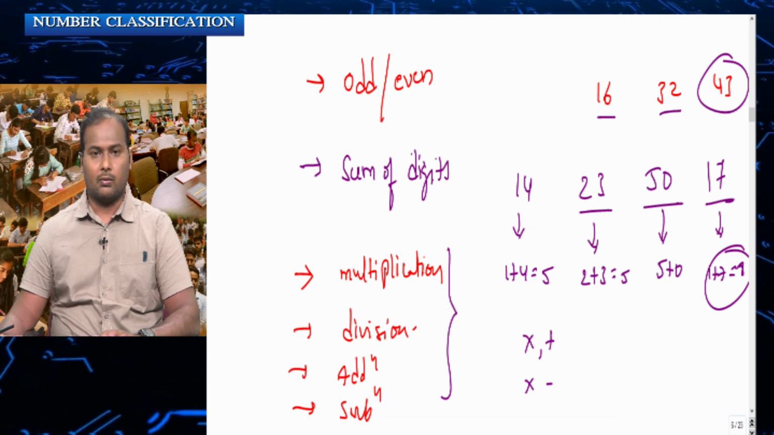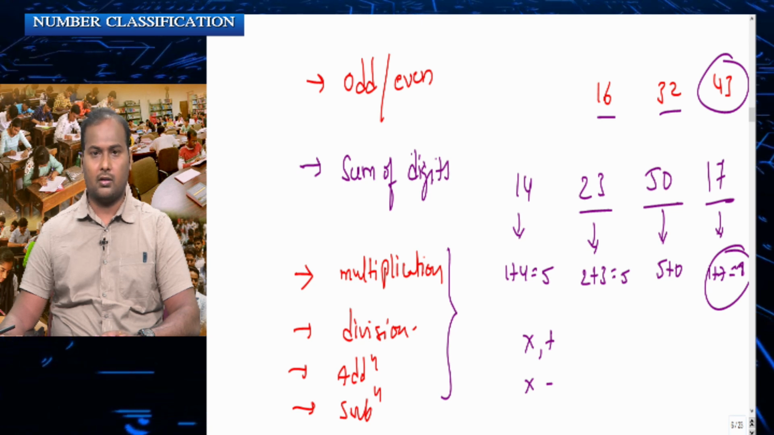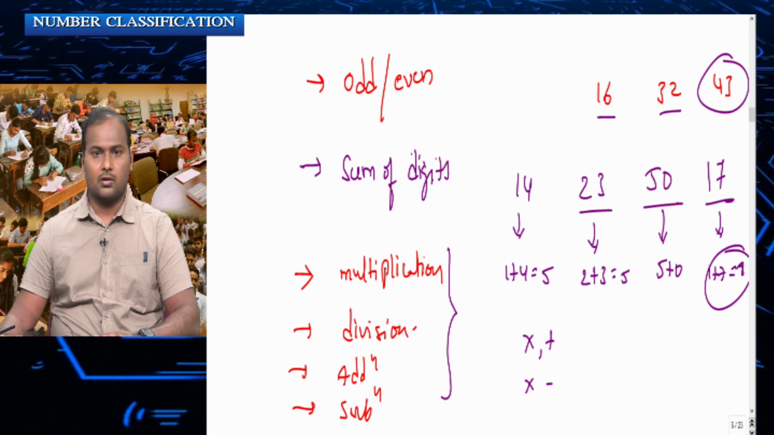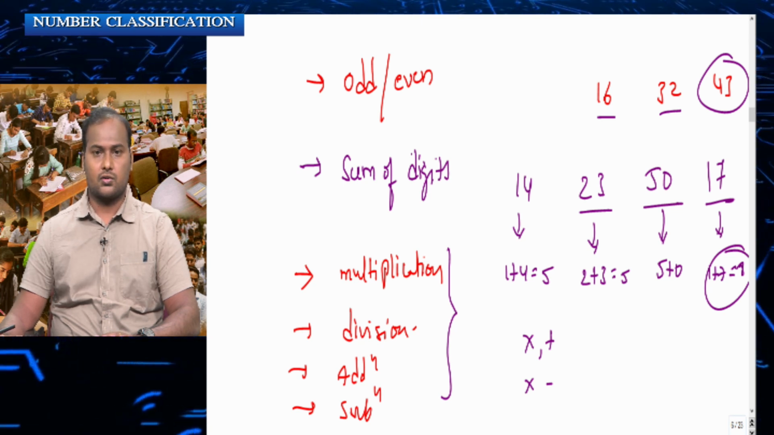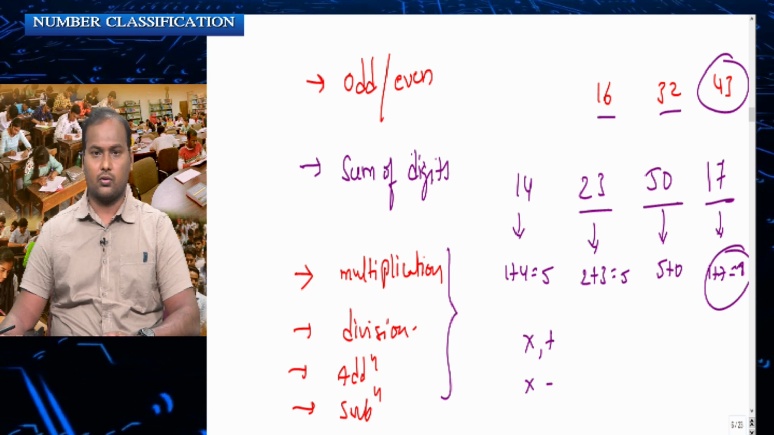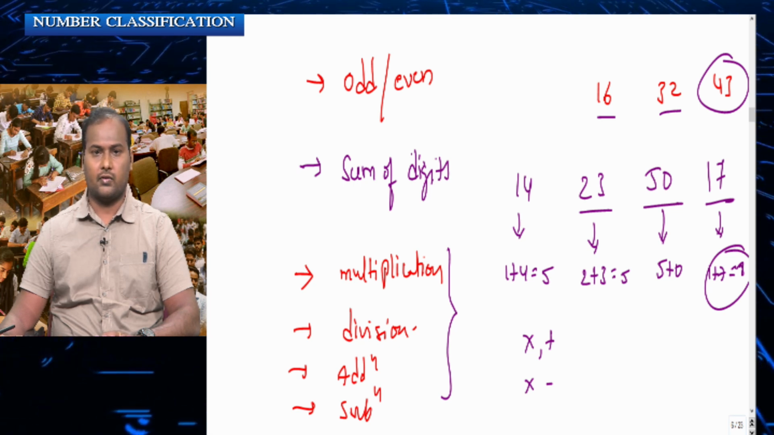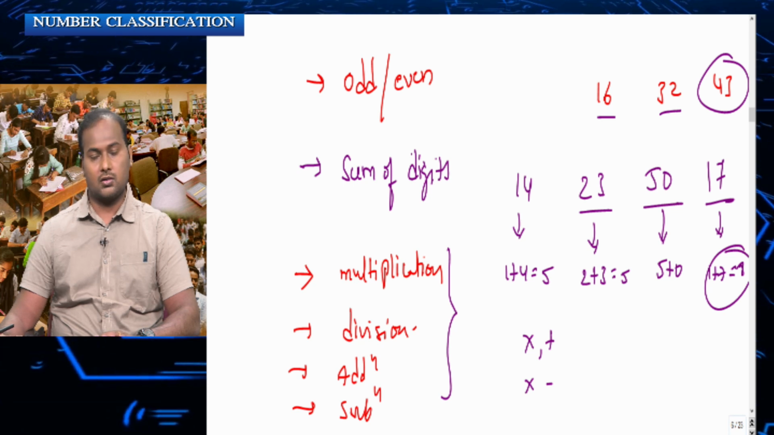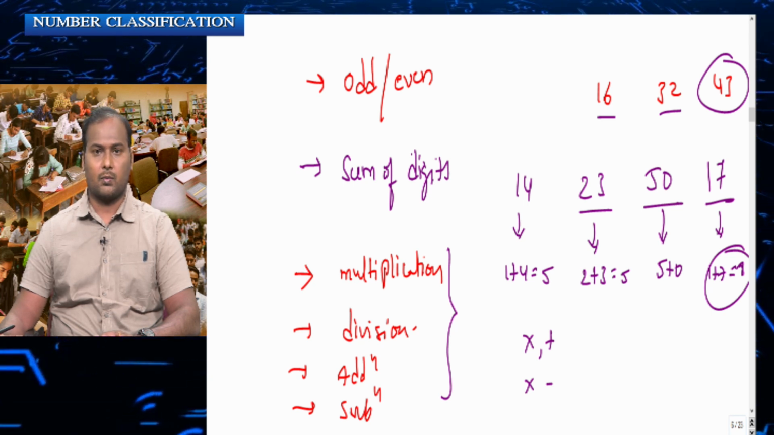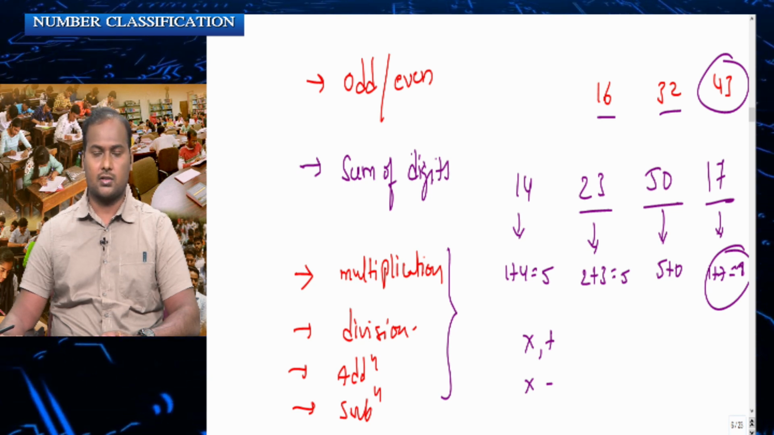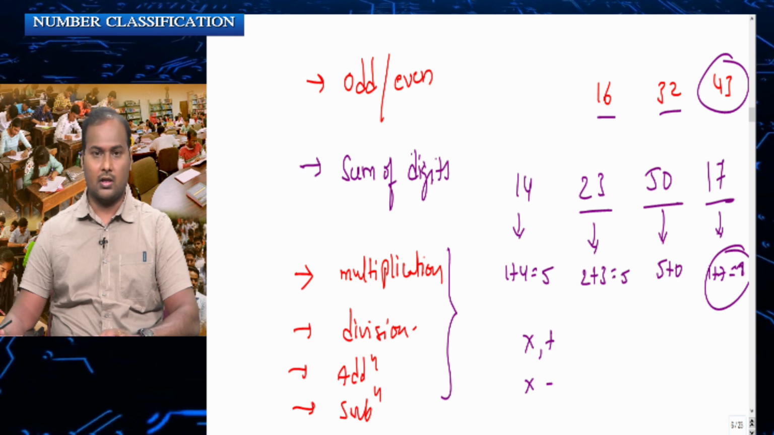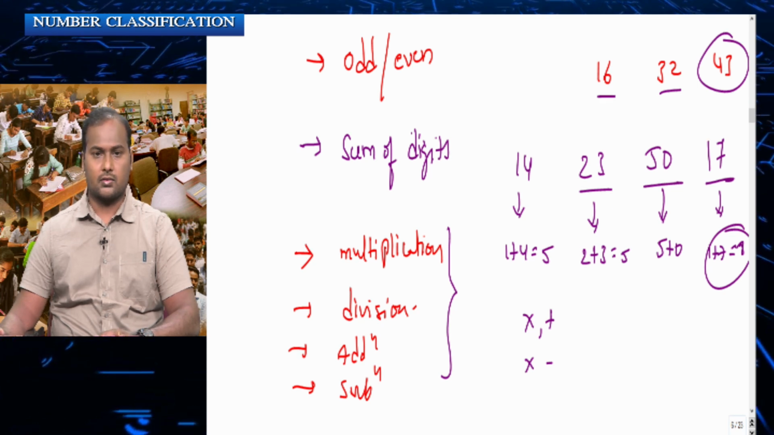So what we should remember is that questions may be expected from squares, values near to squares, cubes, values near to cubes, then prime numbers, odd numbers, even numbers, sum of digits and combinations, or sometimes a single one is also possible, for multiplications, divisions, additions and subtractions. So let's see some questions.